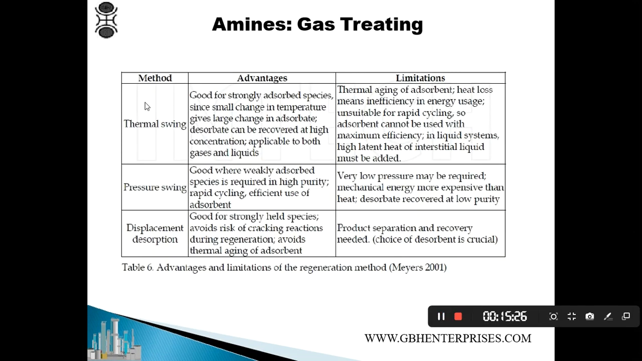Now we have two kinds of methods in the amine process. One of them is called the thermal swing method. The other one is the pressure swing method. In the thermal swing method, we just change the temperature, and both have issues with regeneration. Regeneration is the place where the acid gases are removed from the rich amines. So the thermal swing method uses temperature to release the acid gases, and it is quite efficient in this way.